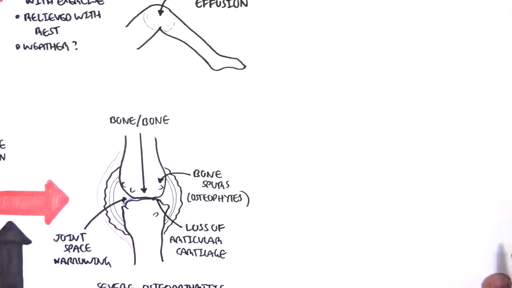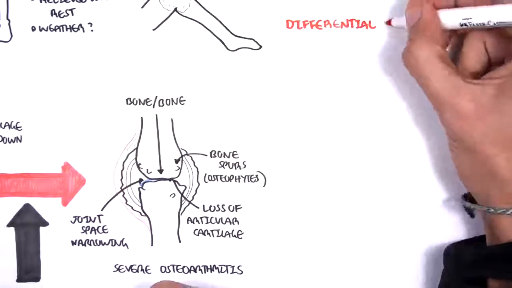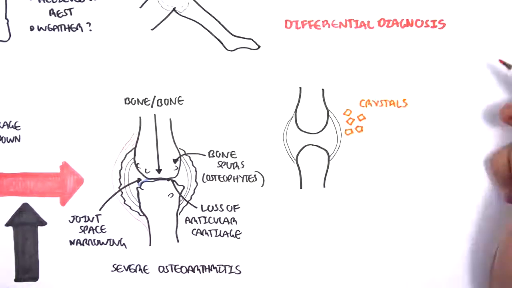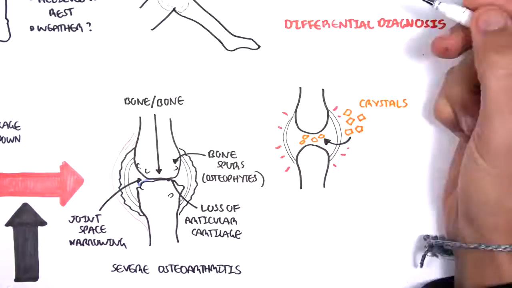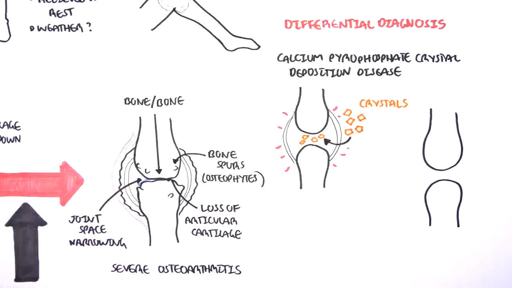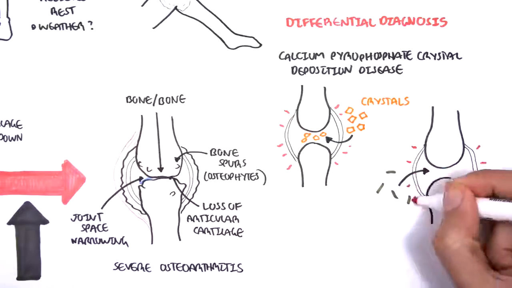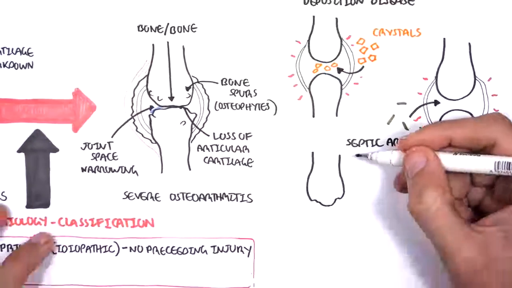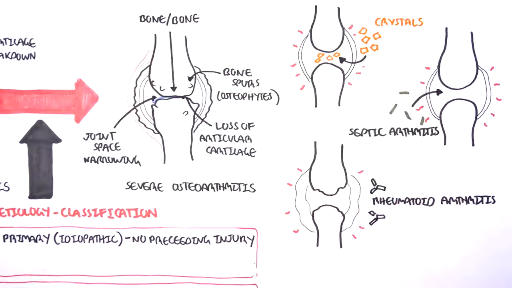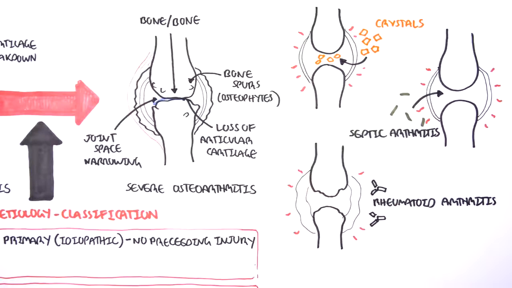Differential diagnosis for osteoarthritis can mainly be crystals within the joint space. This is known collectively as calcium pyrophosphate crystal deposition disease. It can also be gout, for example. Another differential diagnosis is septic arthritis, where bacteria invades the joint space, essentially, and this is a medical emergency. Rheumatoid arthritis is another differential diagnosis, especially in the elderly. This is characterized by immune cells and complexes attacking the joint tissue and the joint space.